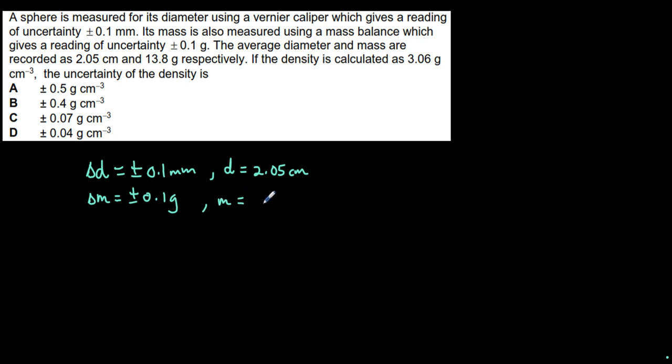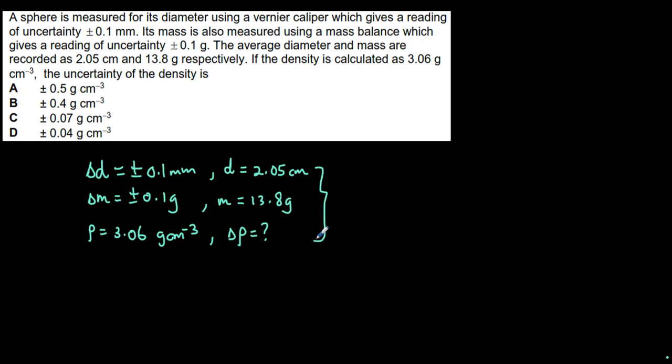The mass is 13.8 gram here. The density is calculated as 3.06 gram per cm cube. What they ask is the uncertainty of the density. What is the uncertainty of the density?